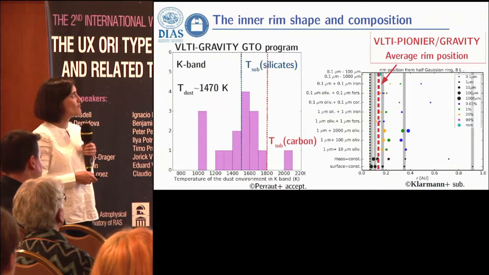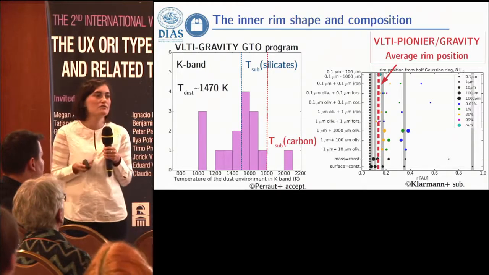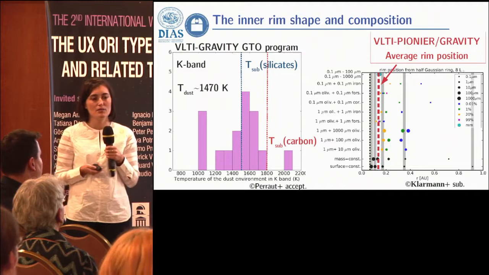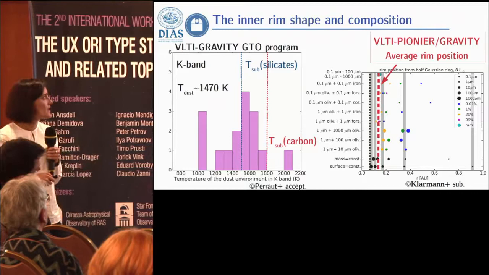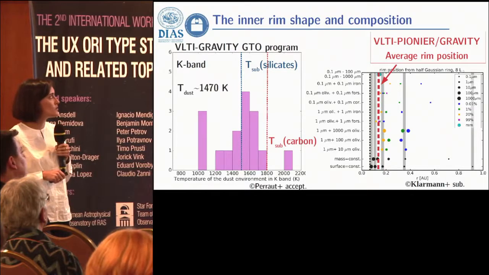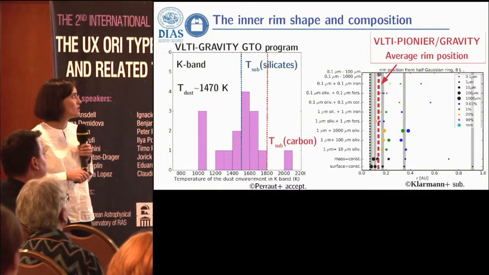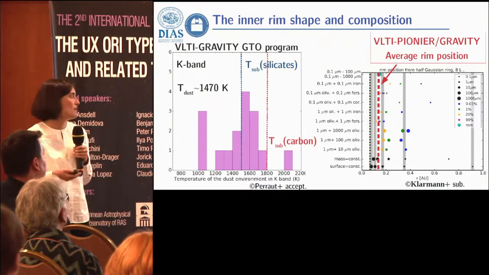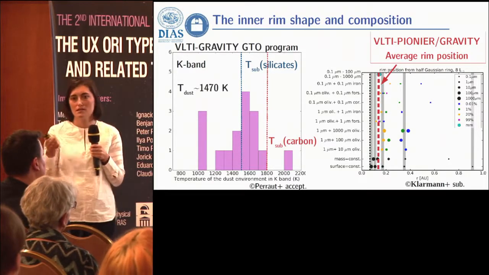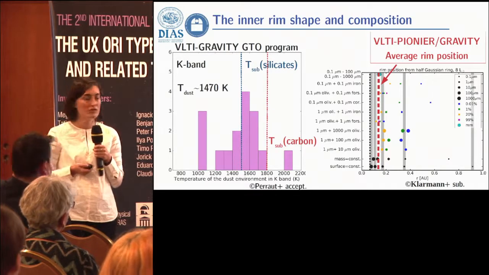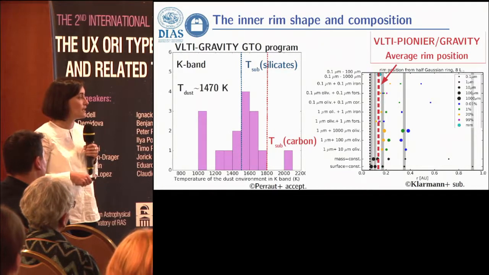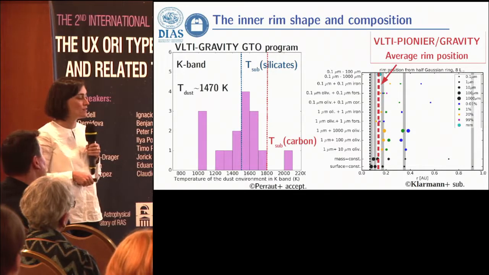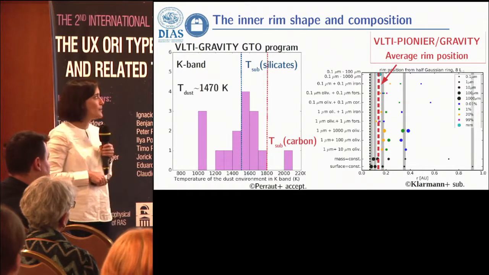Another thing that you can find using interferometry is that you can try to get an idea of the dust temperature and composition of the dust grains in the inner disk. And for the sample sources, what we find is an average temperature of the dust of around 1,500 K. So this is more or less the sublimation temperature of the silicates. And in general, the sources are between 1,400 and 1,800 K. This is the sublimation temperature of the carbon.